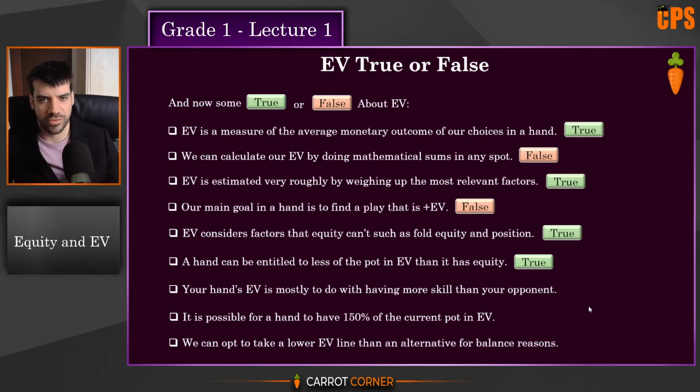This is very true of more mediocre average strength hands that crave showdown but can't really earn much in the form of value betting later. Your hand's EV is mostly to do with having more skill than your opponent. Absolutely not. I might be much better than someone at poker. It doesn't mean that I can open 8-7 off under the gun. Equity is a much more important factor than skill edge.